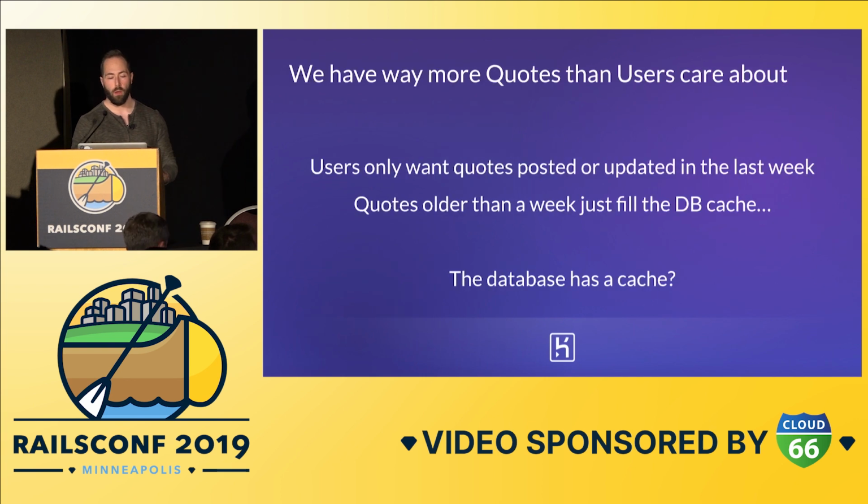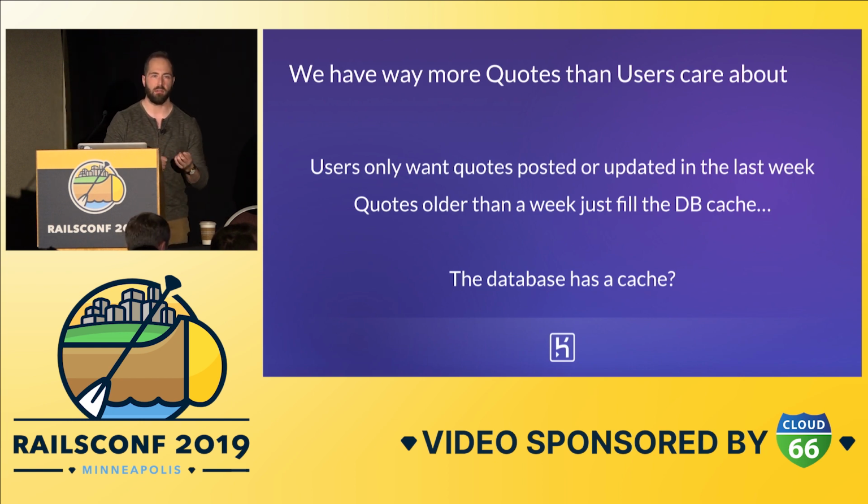So we want more ways that users can interact with their quotes. And we want to be able to find a way to segment quotes off or figure out what else we can do. Quotes older than a week just fill the DB cache. Like, people actually don't really care about them or look at them that much upon our inspection. But the DB has a cache?